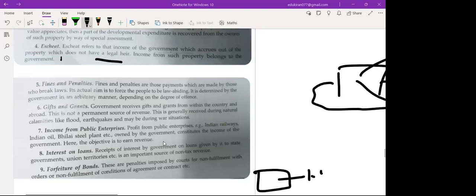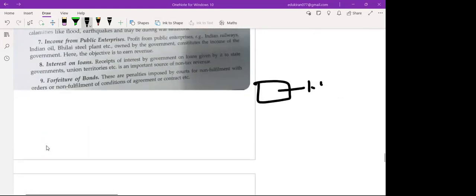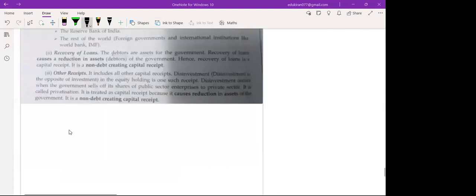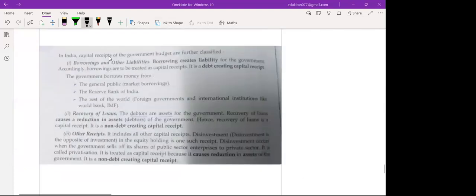Okay, so now let's start with the next one. This is basically the capital receipts of the government budget, which are further classified. So first of all, borrowing and other liabilities. So what is borrowing, ma'am? Borrowing creates a liability for the government. Accordingly, borrowing is treated as a capital receipt. It is a debt creating capital receipt. Okay, and the government borrows money from the general public, Reserve Bank of India, or the rest of the world.